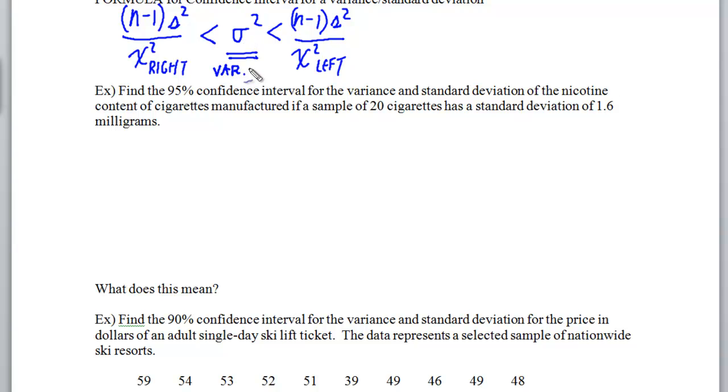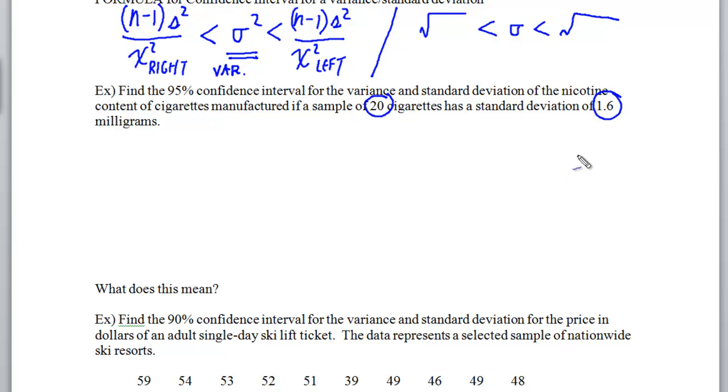But to get some meaning out of this, we're going to take our answers here and take the square root of the left side and the right side. If we take the square root of that formula, what we then get is the standard deviation. And that confidence interval for the standard deviation will let us know if we have a pretty reliable number, or something within our specifications that'll be good for us. So what we're going to do is find the 95% confidence interval for the variance and the standard deviation of nicotine content of cigarettes if a sample of 20 cigarettes had a standard deviation of 1.6 milligrams.